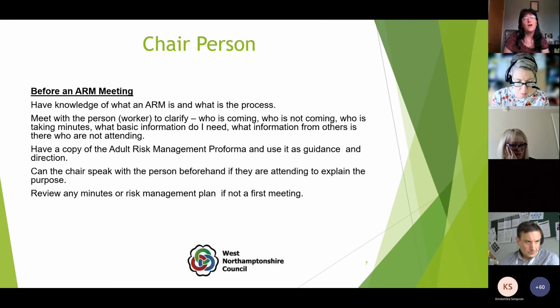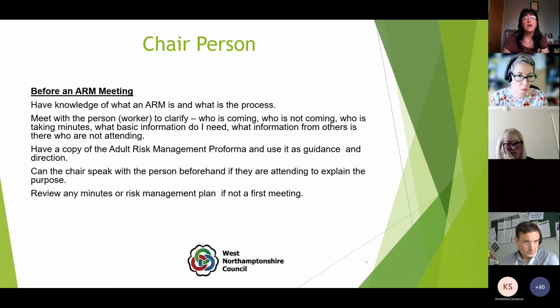Have a copy of the Adult Risk Management Pro Forma and use it as guidance and direction. Very often we do a lot of meetings by Teams nowadays. People can't always see what you've got to the side of you, and to be honest, it's okay to say to somebody, if you've not done it before, that you are following this process and using it as your guidance.